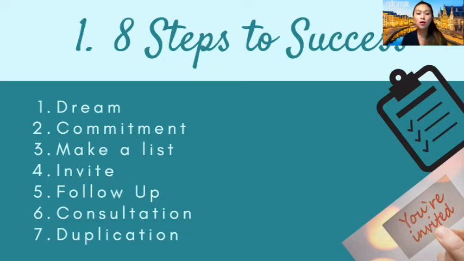So meron tayong dalawang klase ng prospects. So we have the warm contacts and we have the cold contacts. So itong warm contacts, ito yung mga tao na kakilala nyo, friends nyo, or within the 3 meter, yung mga malalapit sa inyo. Right? And then yung cold contacts naman, ito yung mga tao na hindi nyo kilala. Let's say, for example, yung mga friends nyo sa Facebook, but hindi nyo naman sila kilala, those are considered as the cold contacts.